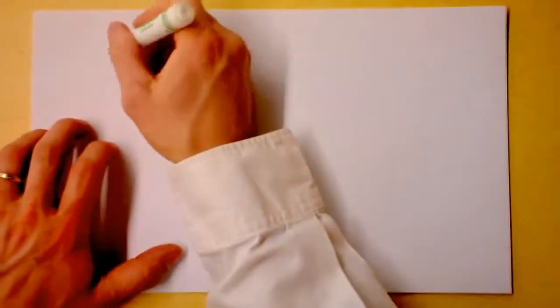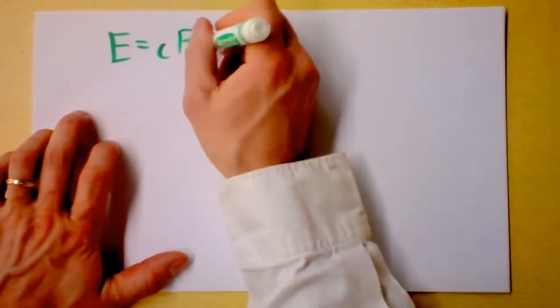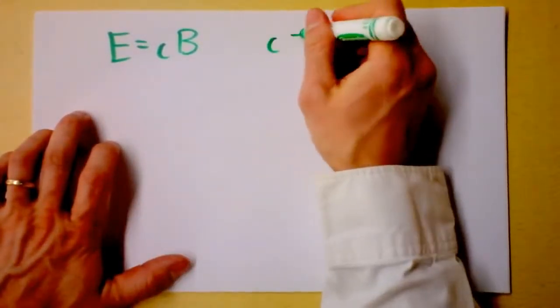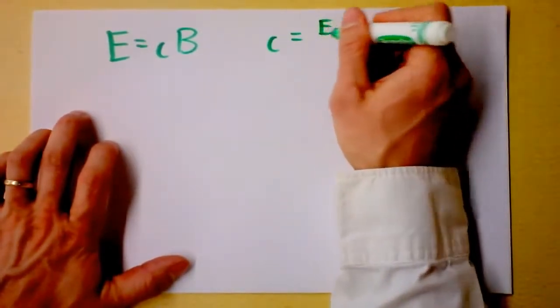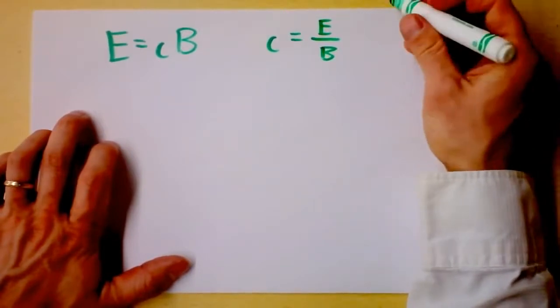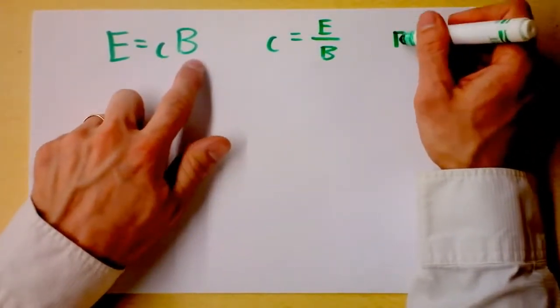Didn't we just finish saying that the electric field in a light wave is the speed of light times the magnetic field? Now, to me, that means that we could define the speed of light like this. Not only could we define the speed of light as the electric field divided by the magnetic field, but it also seems to indicate that the electric field is really big compared to the magnetic field.